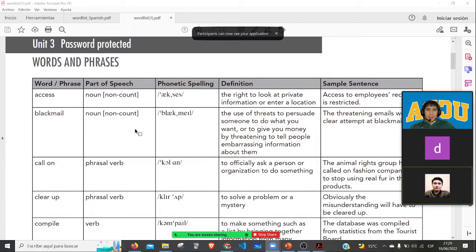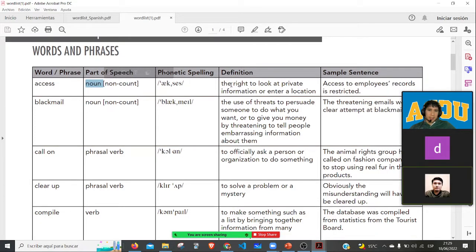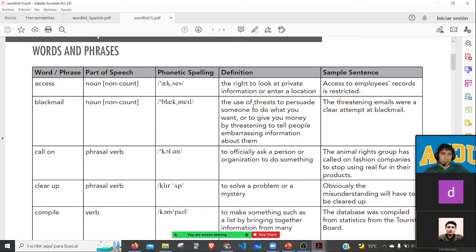Okay, so we have the word access. Access is a noun. The definition: the right to look at private information or enter a location. Acceso. Then we have blackmail. What is blackmail? Can you translate it into your native language? Blackmail is a noun. Look at this: the use of threats to persuade someone to do what you want or give your money by threatening to tell people embarrassing information about them.